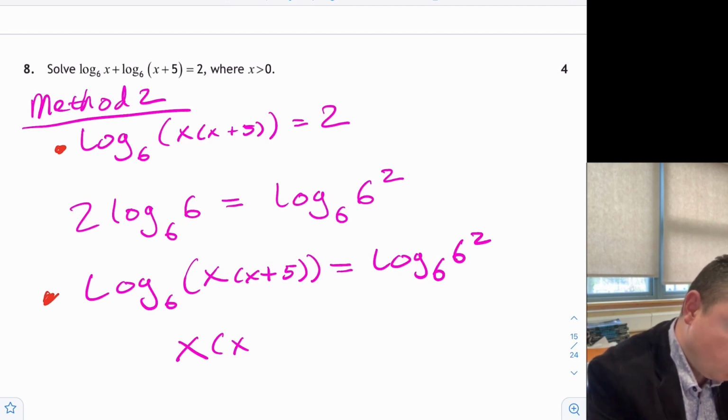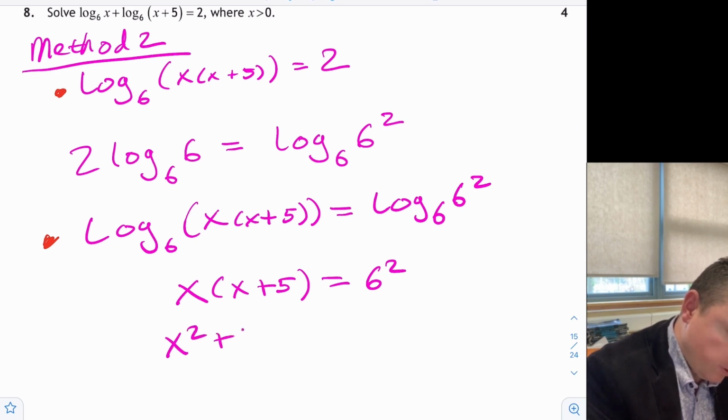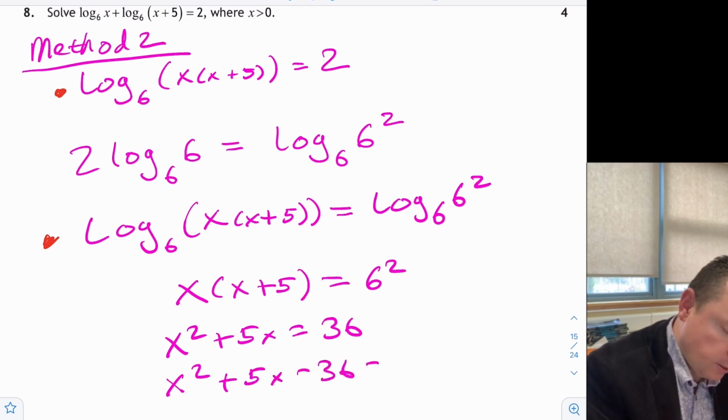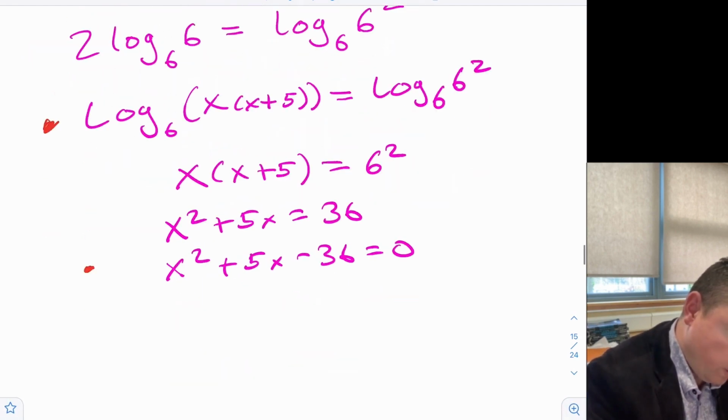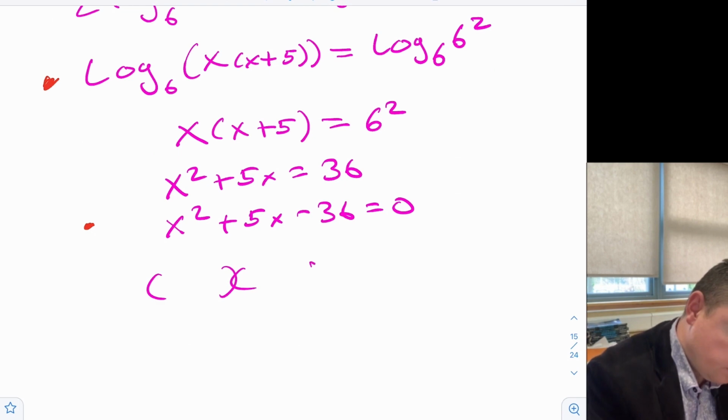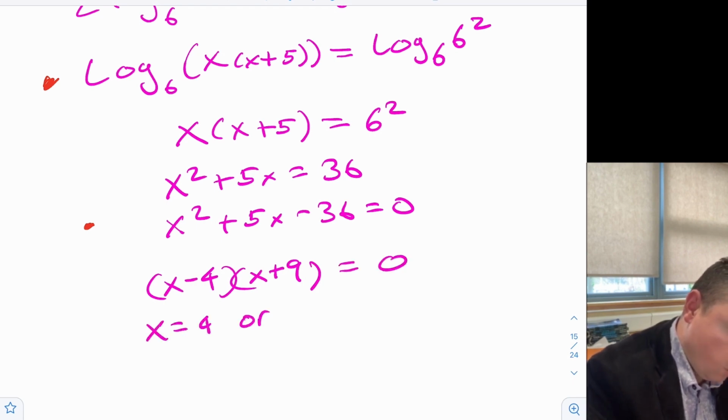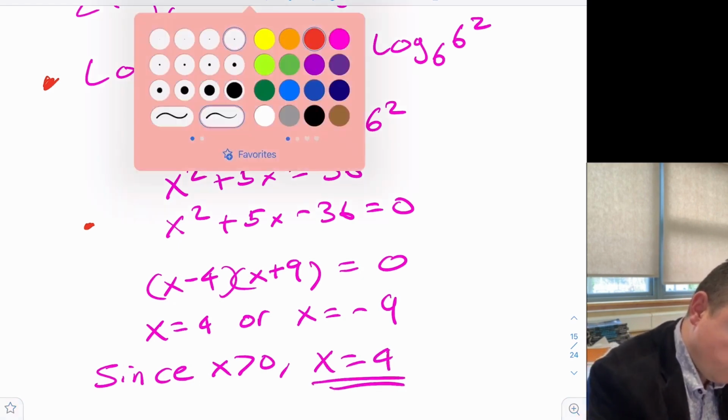And then we can cancel the logs from both sides to just write x plus 5 equals 6 squared, or x squared plus 5x equals 36. And it continues in the same way as the last method. Minus 36 is 0. There's our other mark. And then for our final mark, solving that equation, we get x plus 9 and x minus 4 equals 0. So x equals 4 or x equals minus 9. But since x is greater than 0, x equals 4 is the answer. And there's our final mark there.